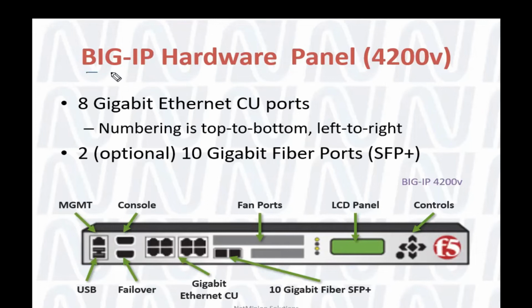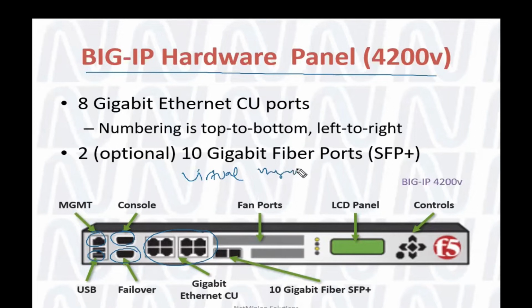So if you go to the BIG-IP hardware panel, you can see these are the data ports. This is your management. This is your USB. This is for your console. This is for your failover. But if you go for the virtual, you would have 4 ports.